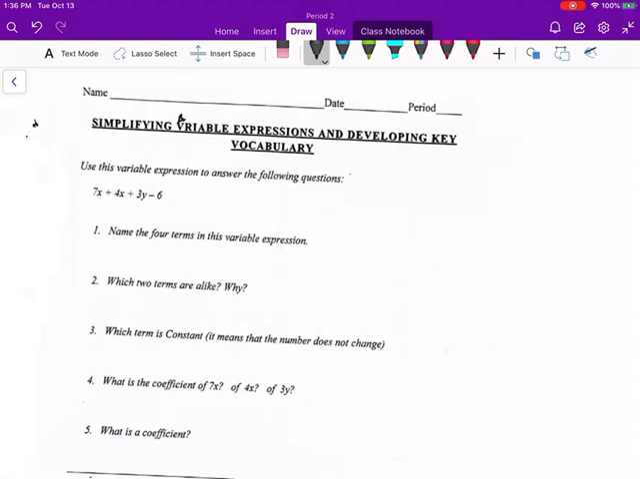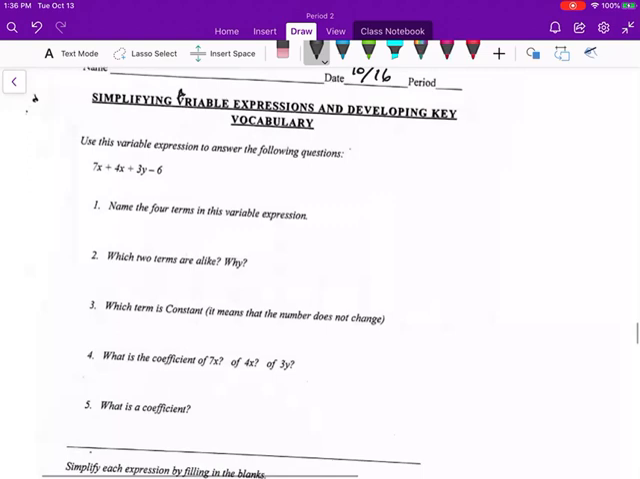The first thing we have, well, first of all, let's write down the date. Friday the 16th, so 10/16. And let's start with the vocabulary.